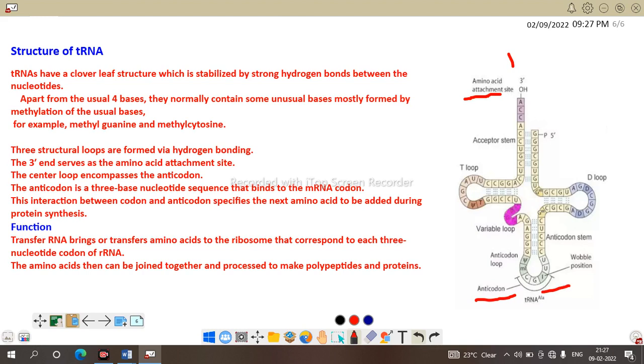This interaction between codon and anticodon specifies the next amino acid to be added during protein synthesis, and the function is protein synthesis and transferring amino acids to the ribosome, corresponding to each of the 3-nucleotide codons of mRNA. Specifically, it helps in protein synthesis.